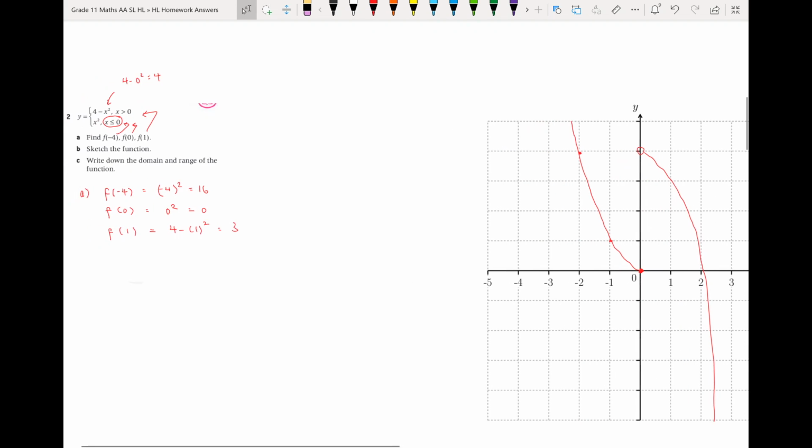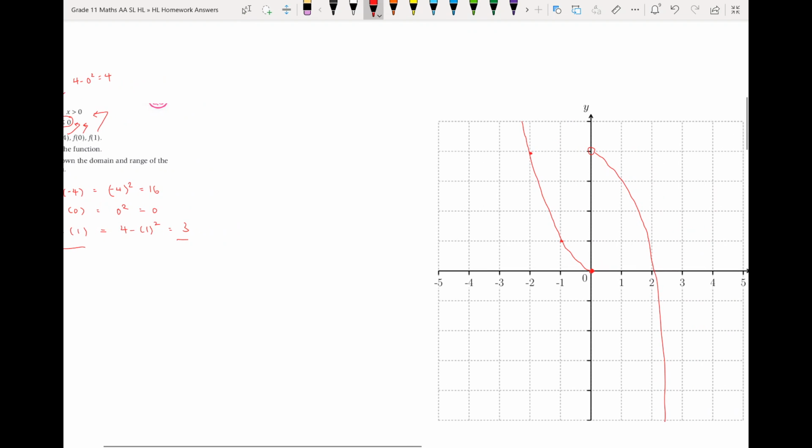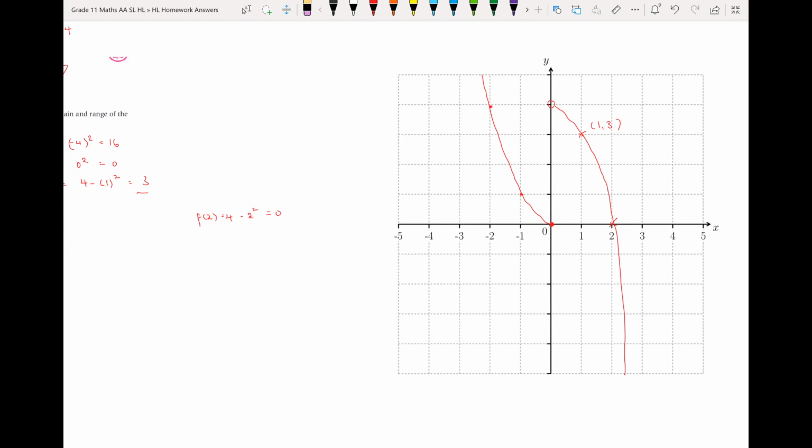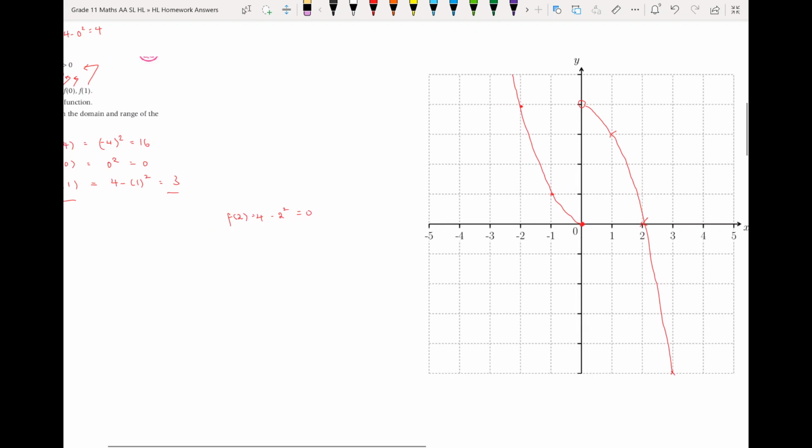Because we have f of 1 equals 3, we know that it passes through 1, 3. I know I didn't do 2, but 2 should be right at the x-intercept, because 4 minus 2 squared is going to give us 0. And then f of 3 is going to be negative 5, so I could have made this a bit better looking. So this will be exactly negative 5, so I could actually just join these 3 dots. So that would be a much more accurate sketch. So that's what the curve looks like.